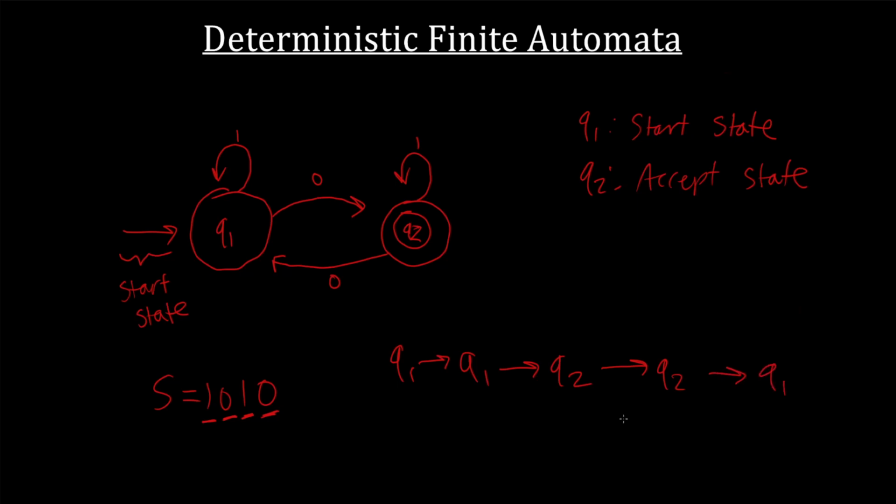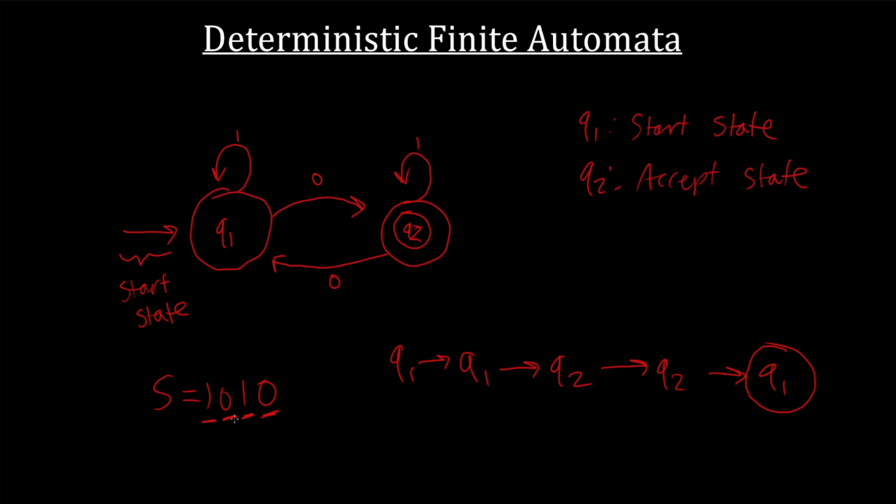Okay, so we've processed all of the characters in our string, and now we need to determine whether the string was accepted or rejected. So in order to do that, we need to only look at the last state that we ended on and determine whether it's an accept state or not an accept state. So notice that we ended on Q1 and it doesn't have a double circle around it. So we know that we ended on a not accept state. So that means that we are going to reject the string.